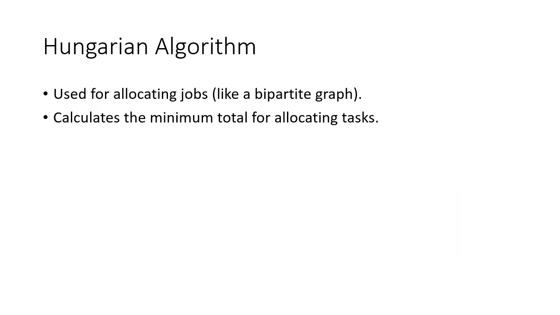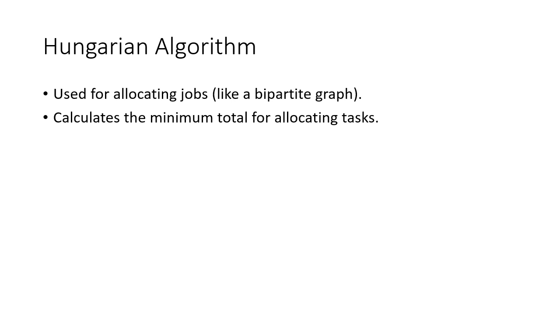As I'm sure you will watch my previous video about bipartite graphs, this is used for allocating jobs. The difference is that you're using the Hungarian algorithm to calculate the minimum total for allocating those tasks. So now we're talking about actually putting weights on those tasks. You might still want to use a bipartite graph, but you don't have to. I'll show you both ways.